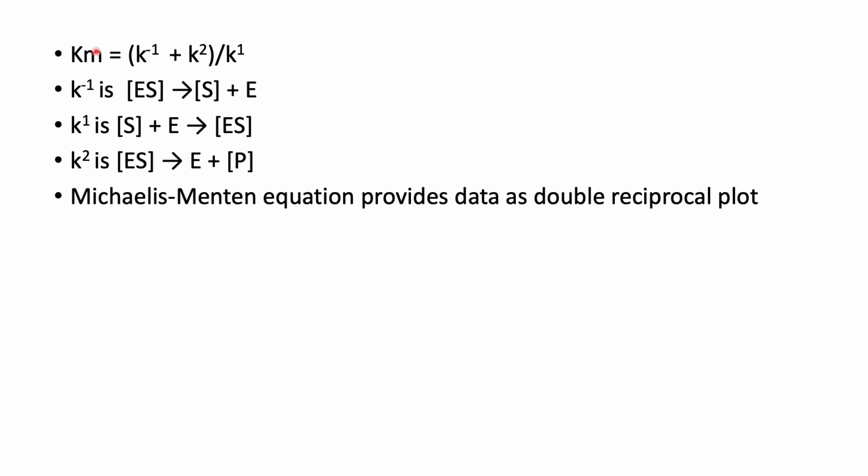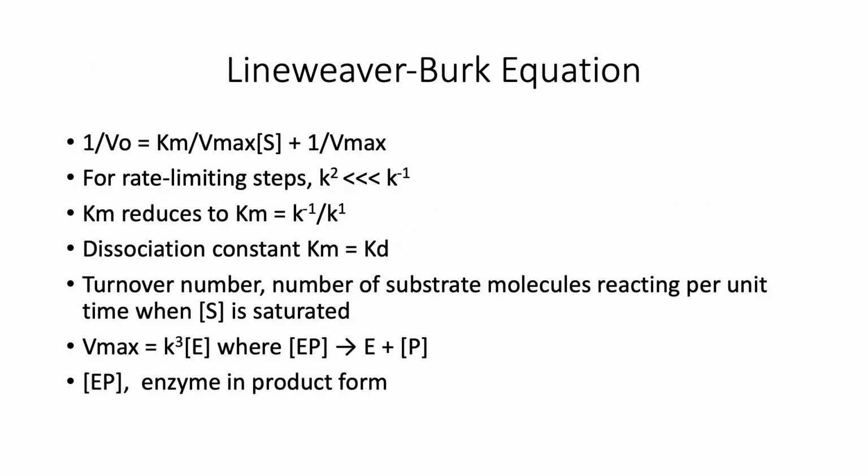So when we look at the Michaelis constant, we're looking at this forward reaction here and the constant of the forward reaction here. These two are summed, and then you divide by the constant of the forward reaction of the first order. So this is the first order, this is the second order, and the Michaelis constant is the ratio of both of these over the first order constant. And again, the Michaelis-Menten equation provides the data as a double reciprocal plot.